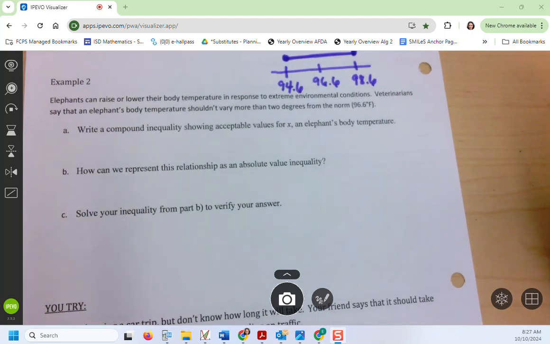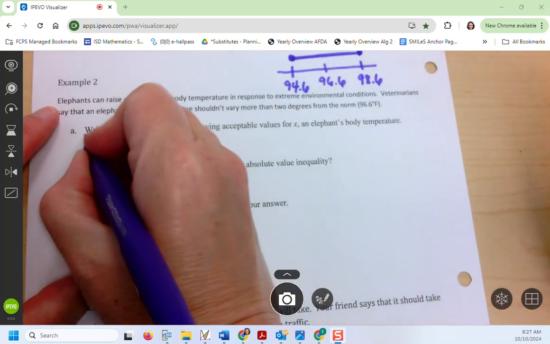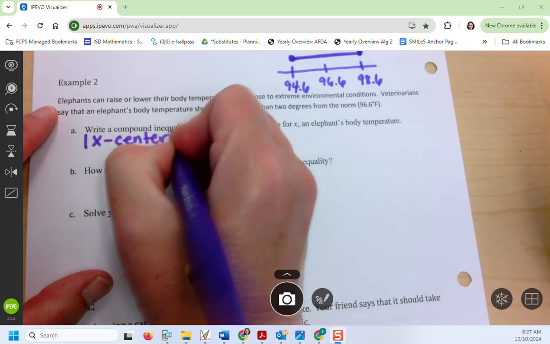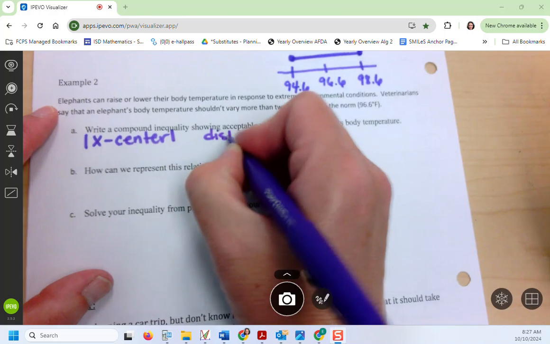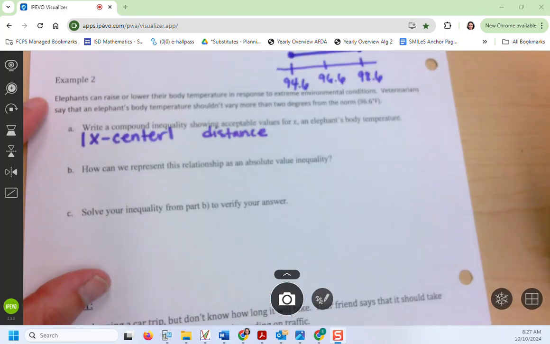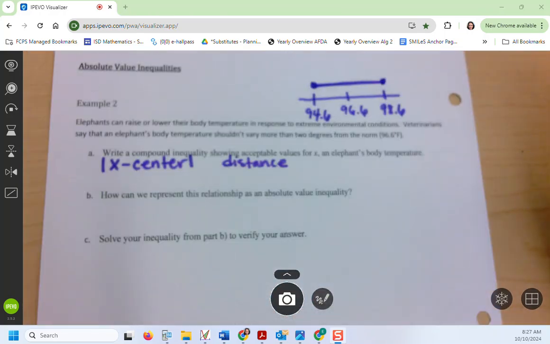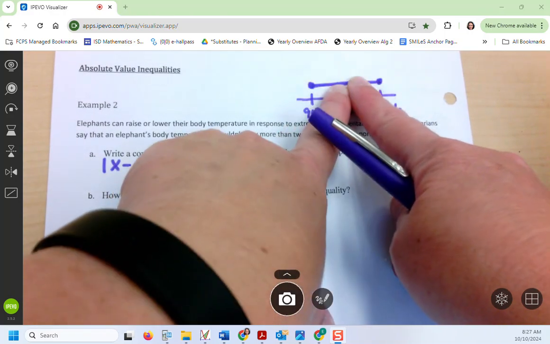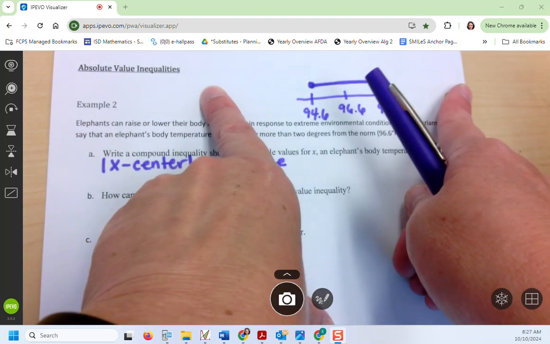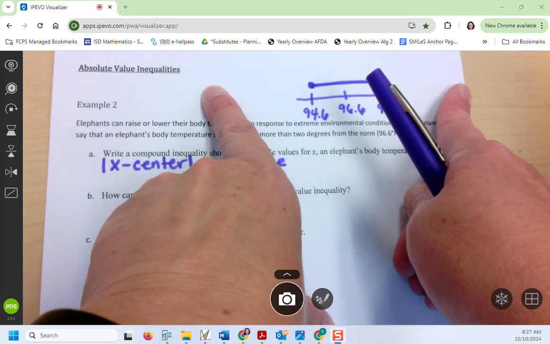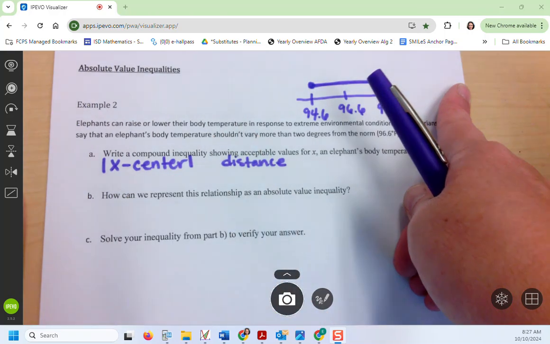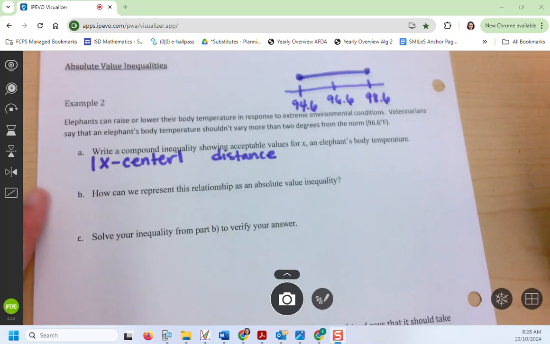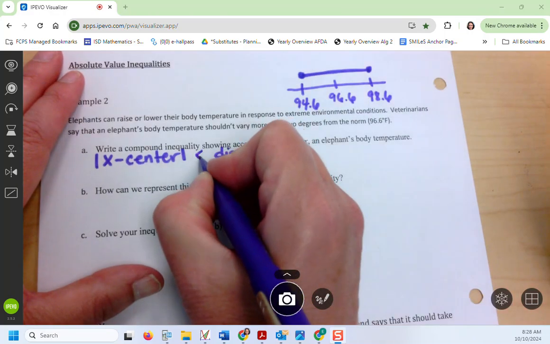So we're going to start with the same formula, x minus the center and the distance. All right, and you have to think about if it's going to be a less than or if it's going to be a greater than. So these are the distances. Are these the distances that are less than or equal to 2 or greater than or equal to 2? Can the elephant's body temperature be, yes, it's less than, because it can't be more than. If it was more than 2, they're saying that's not possible, okay? So this is less than or equal to 2.